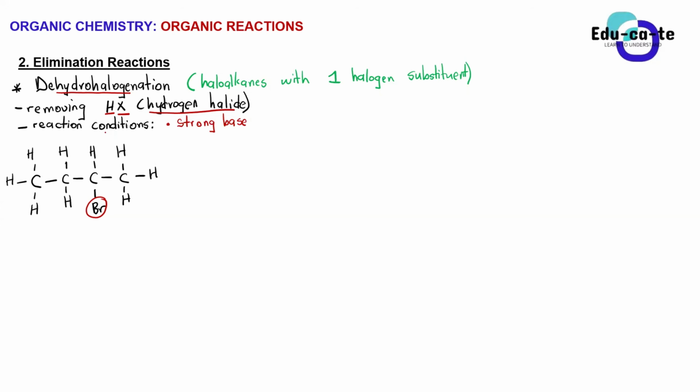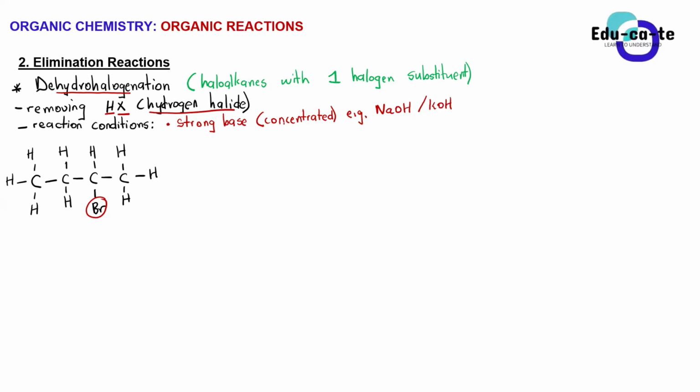So it takes place in the presence of a strong base, and this base must be concentrated as well. It must not be dilute. It means that it must not be diluted by water. It must be the way it is, but it's a strong base. Examples of strong bases that we have are sodium hydroxide or potassium hydroxide. So we need a concentrated strong base so that the dehydrohalogenation reaction can take place.